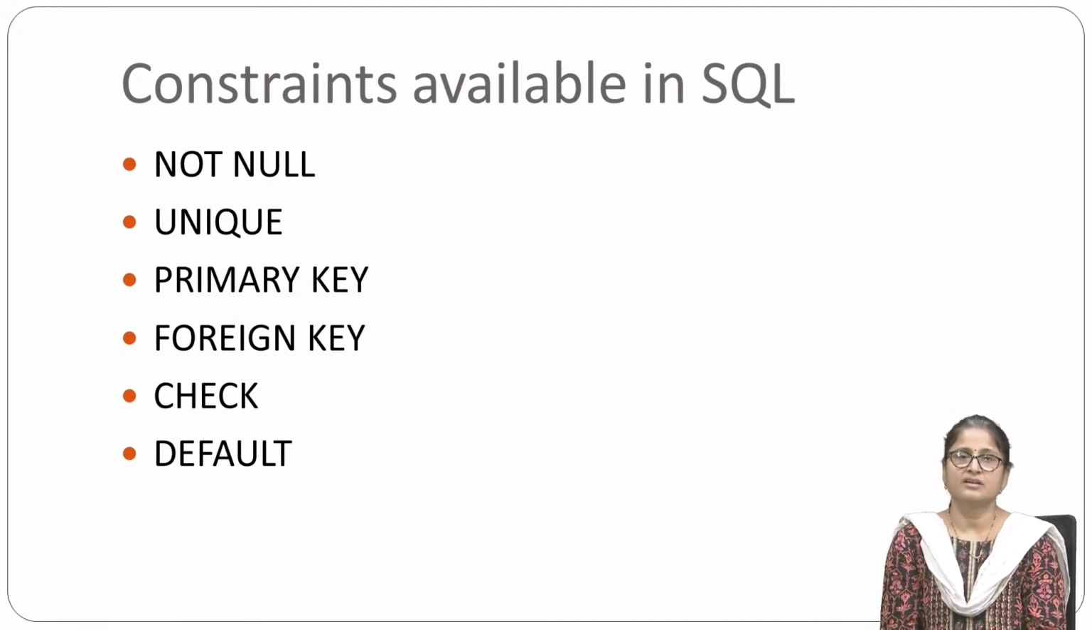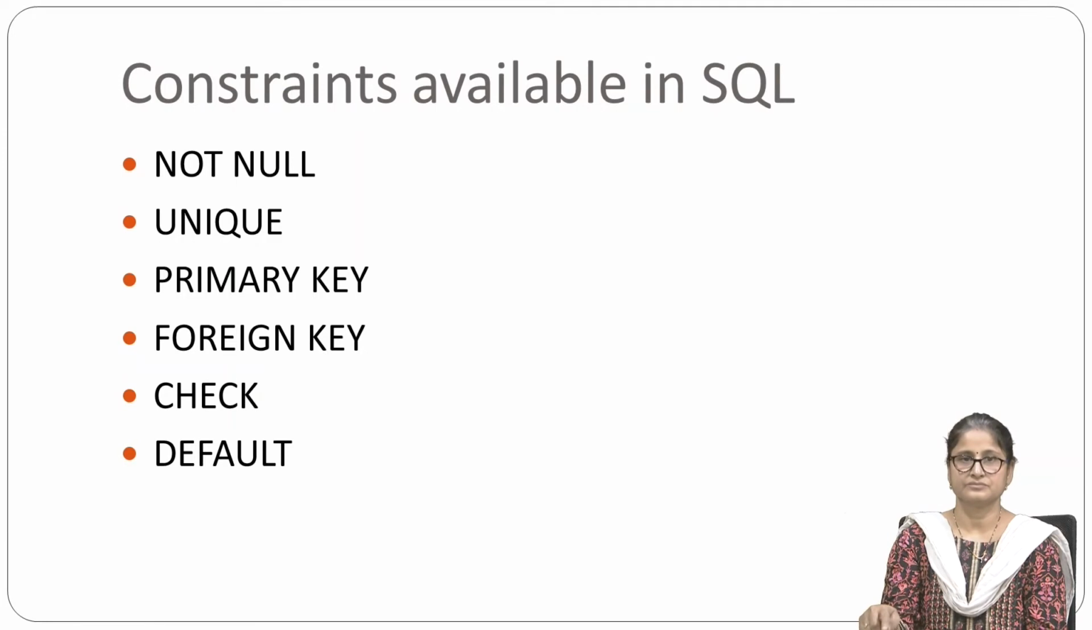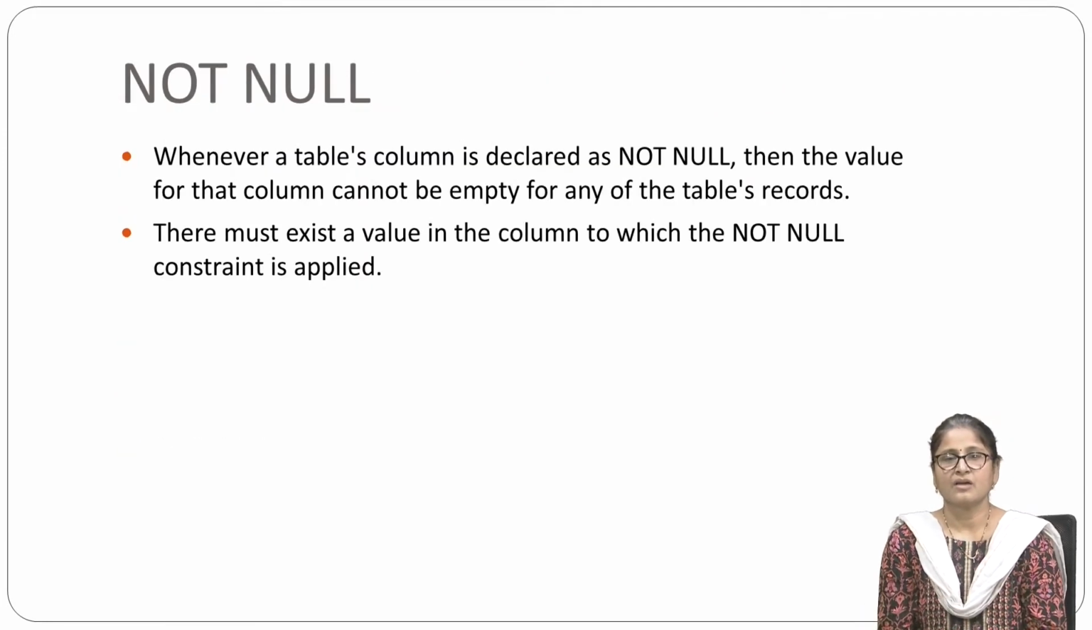So, which kinds of constraints are there in SQL? We have the not null constraint, unique constraint, primary key constraint, foreign key constraint, check constraint, and default constraint. We will discuss each and every constraint with a suitable example. So, the first one is not null.